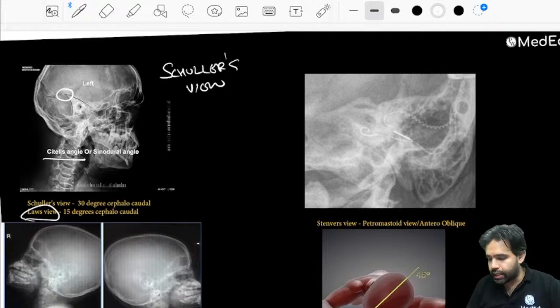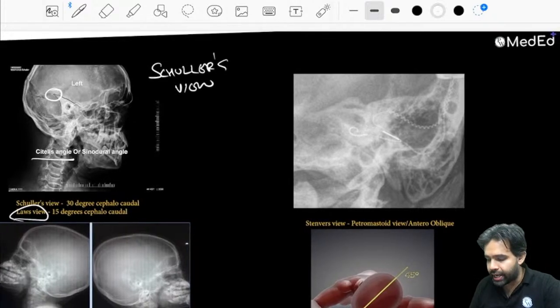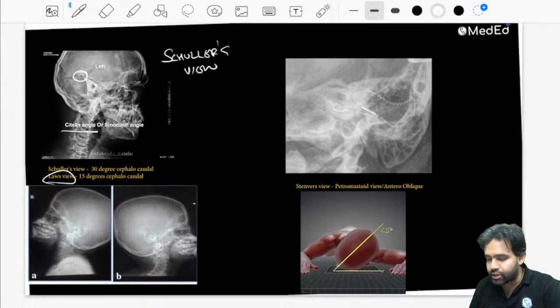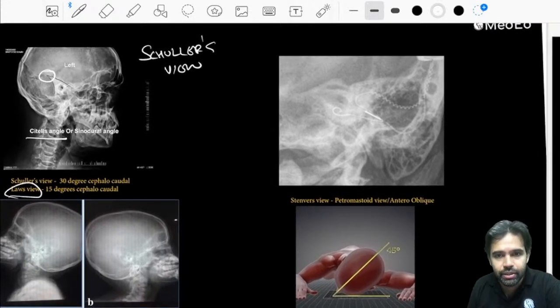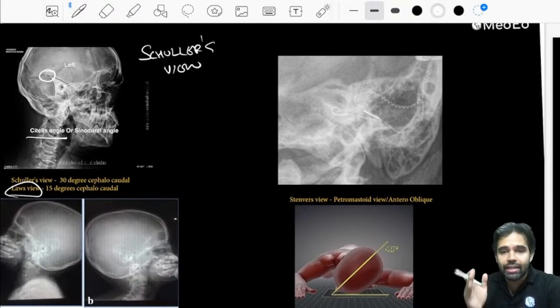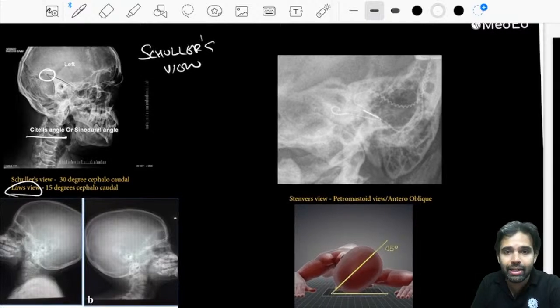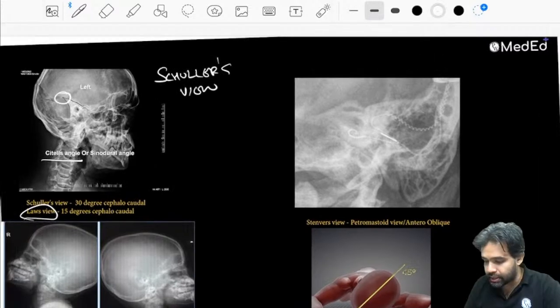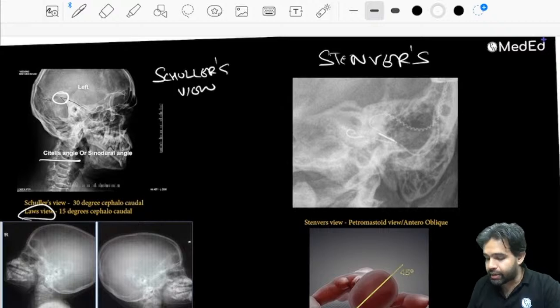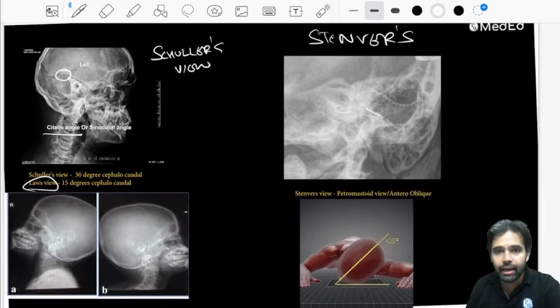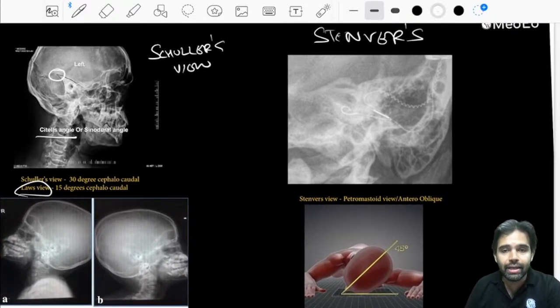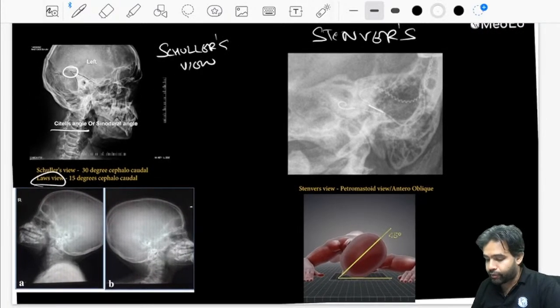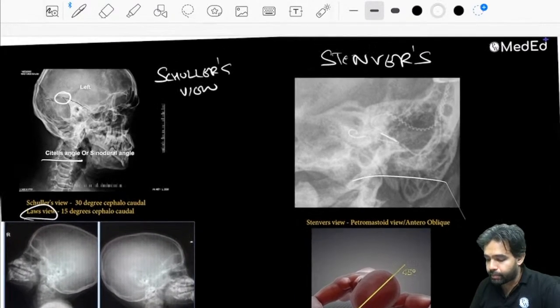But this has been asked one or two times and is more likely to be asked because of more cochlear implant surgeries being done. In which X-ray view will you see the positioning of the cochlear implant? And that is the Stenver's view over here. You can see this is the Stenver's view, and in Stenver's view you can actually see the electrode wire coiled inside the cochlea very nicely, and this is at a 45-degree angle.